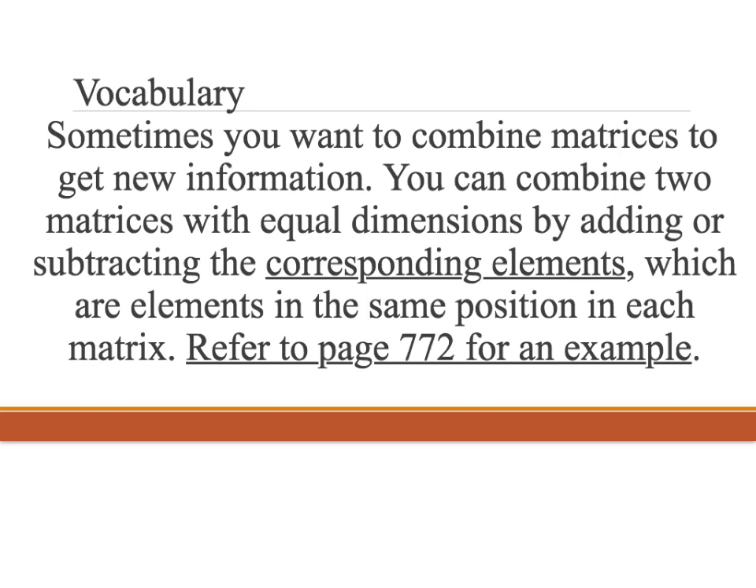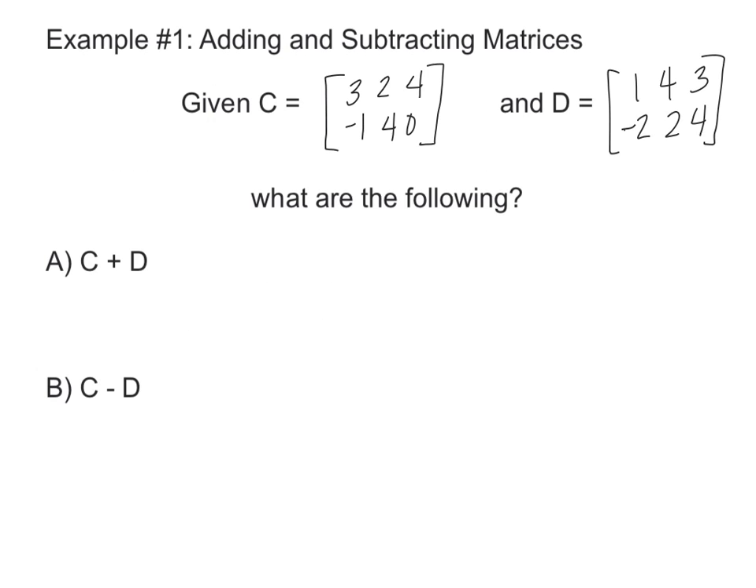You can combine two matrices with equal dimensions by adding or subtracting the corresponding elements, which are elements in the same position in each matrix. There's more information on page 772. So in our first example, we are given two matrices named C and D, and we are asked to add C and D and then subtract C and D.